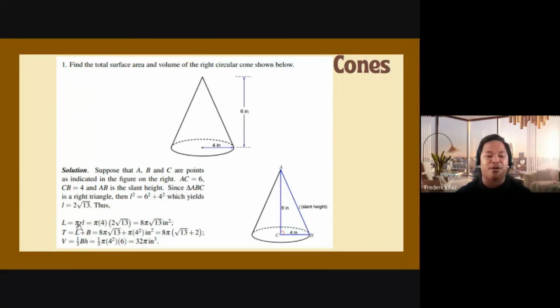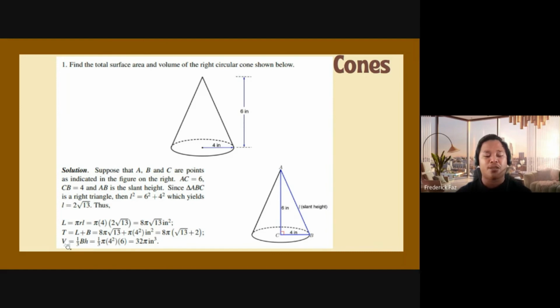Applying the formulas po, we have the lateral area, 8 pi times the square root of 13. For the total surface area, we are going to add the lateral area plus the area of the base. So, ito po yung ating area of the base kasi circle po siya. So, pi r squared. So, yung ating radius po ay 4. So, square po siya. Niya is 16 times pi. So, naging ganito po siya. So, 8 pi po yung common factor, square root of 13 plus 2.